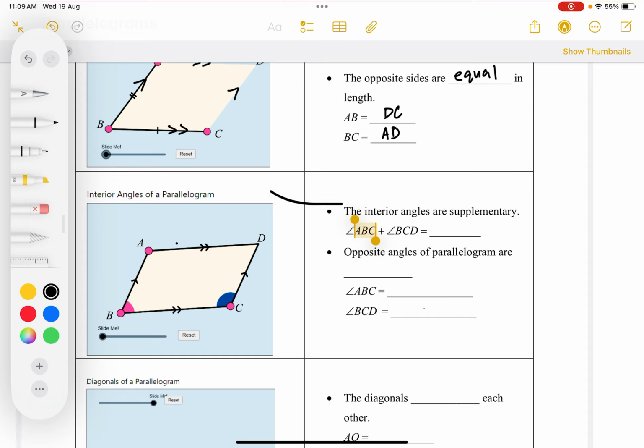The interior angles are supplementary. So previously we learned that supplementary means that they add up to give us 180 degrees. So we are talking about this angle here and this angle over here.